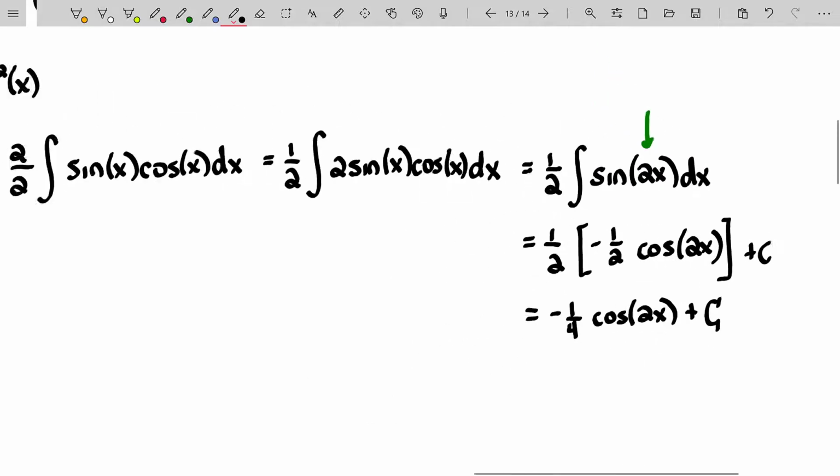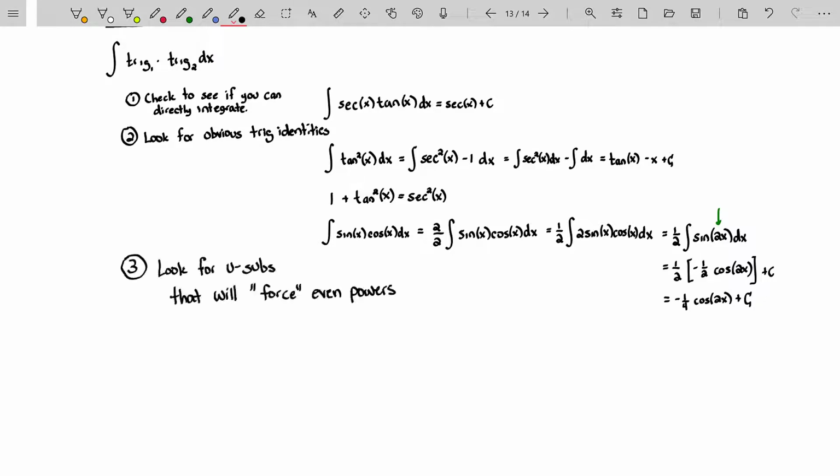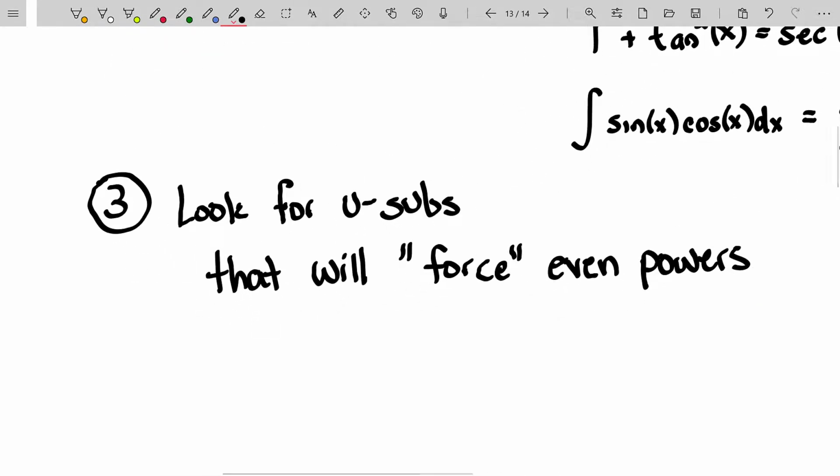So just pay close attention to those two first steps. Always check to see if you can just directly integrate. If that's not possible, look for obvious trig identities. If both of those tactics fail, then you have to get fancy. So the thing I do is I start looking for u-subs that will force even powers. Now this is a rule of thumb.